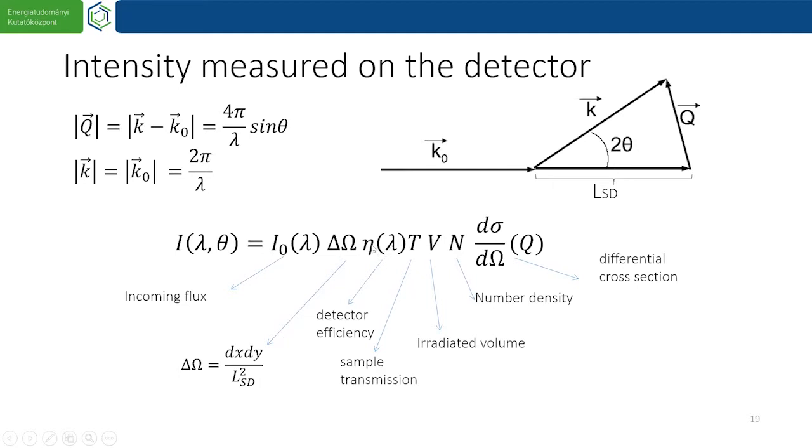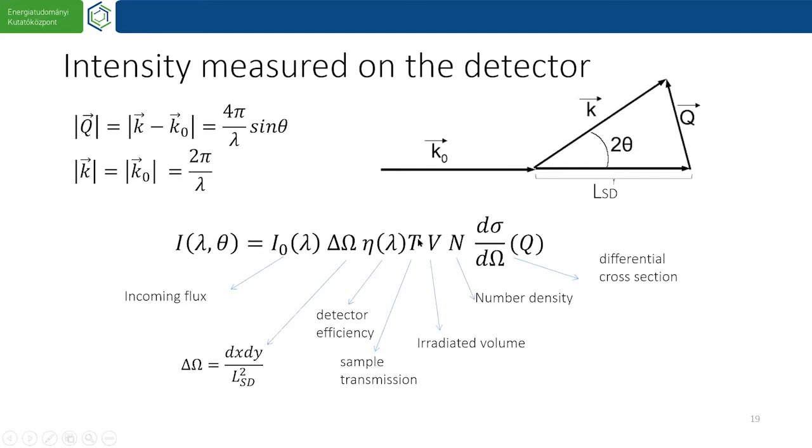Now the detector pixels are not the same. Since there is electronics and a pretty sensitive wire which detects the neutrons, the efficiencies differ from one pixel to another. That's why we must correct for this non-equality of the detection efficiency, and we multiply by this factor.